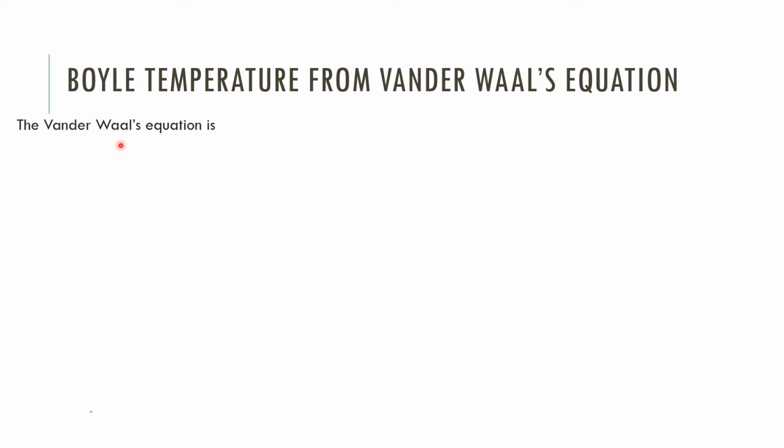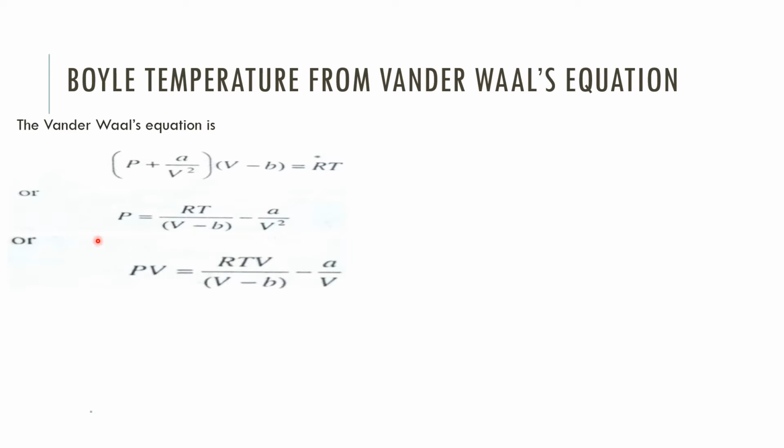We'll write down the van der Waals equation: (P + a/V²)(V − b) = RT. We'll take this V − b to the other side, so that will be RT upon V − b, and this a/V² also we'll take to the other side, so that will be minus a/V². Multiply this equation throughout by V, so we get PV = RTV/(V − b) − a/V. Equation 1.